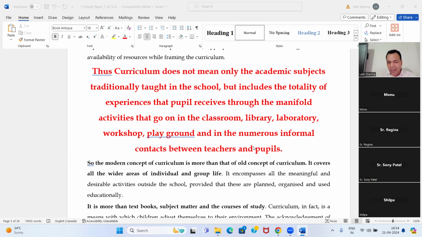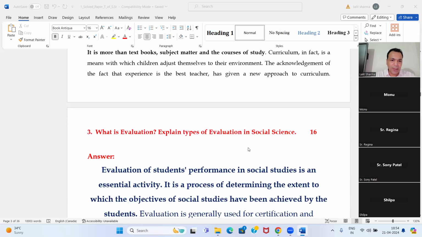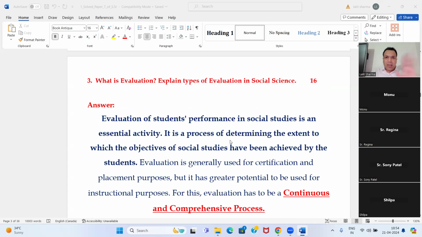So this is the conclusion, guys, right? Above, you have defined the principles of curriculum construction. At the end, a conclusion is a must. And I have already told you, whenever you attempt any question, you have to give the conclusion, right? Okay, next, the third important question we discuss: what do you understand by evaluation, or what is evaluation?